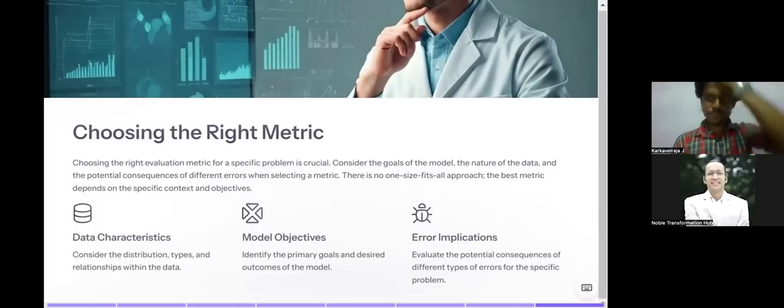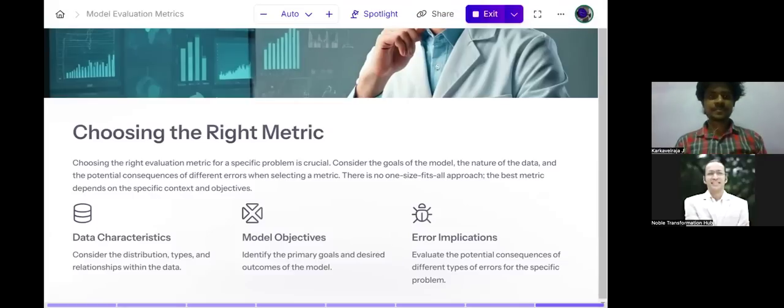Yeah, so choosing the right metrics is very important, guys. It starts from making the right problem statement, understanding the problem statement properly, defining your objective function, and then collecting the right data as per the objective function. Then doing the right pre-processing, EDA and all, and choosing the right metric. This is about the data characteristics. It should be very clear.